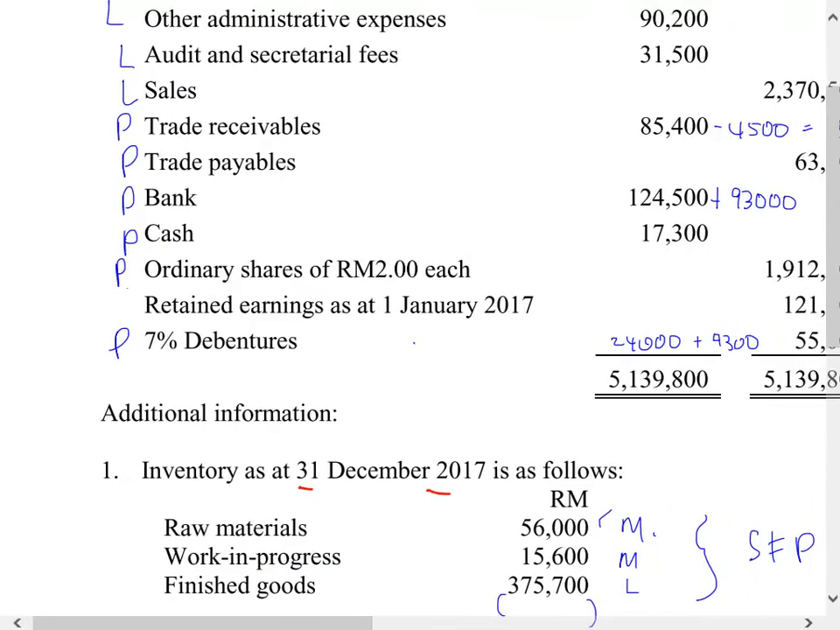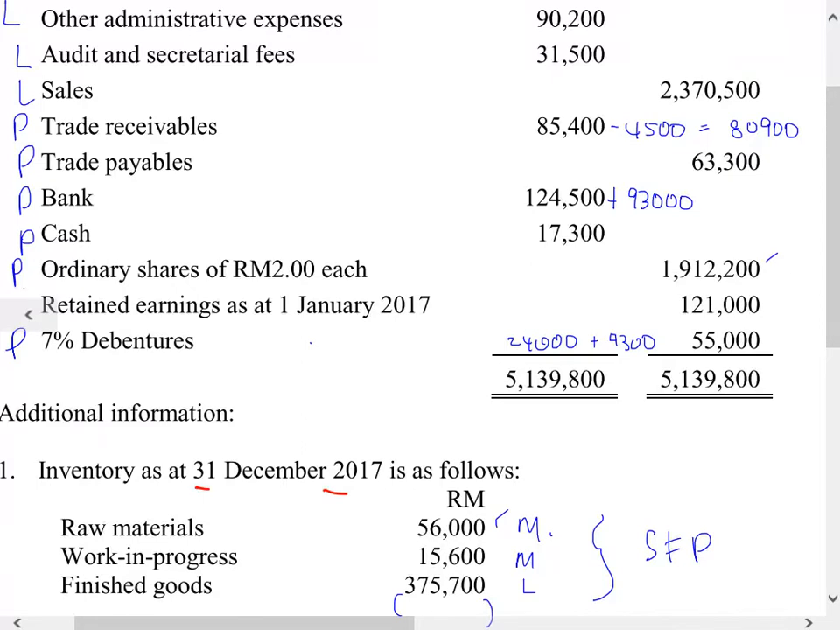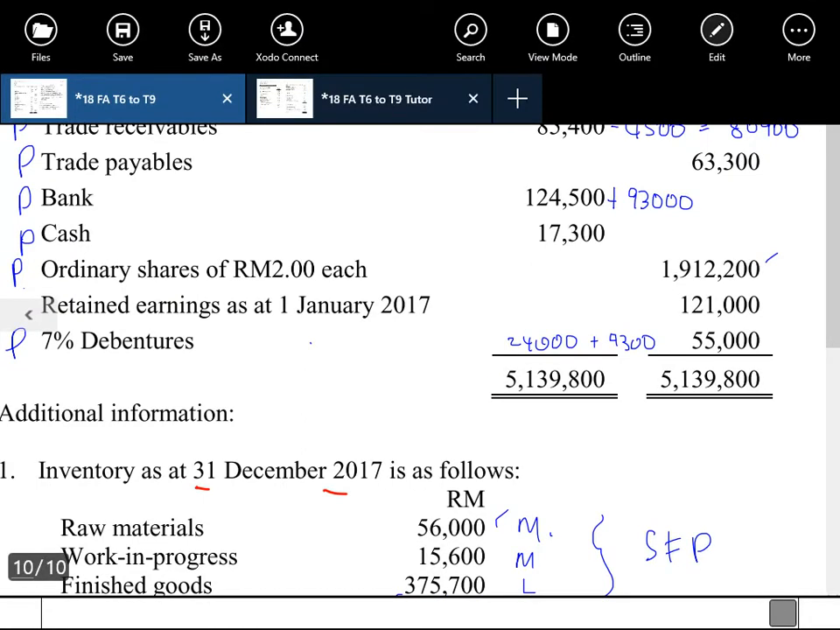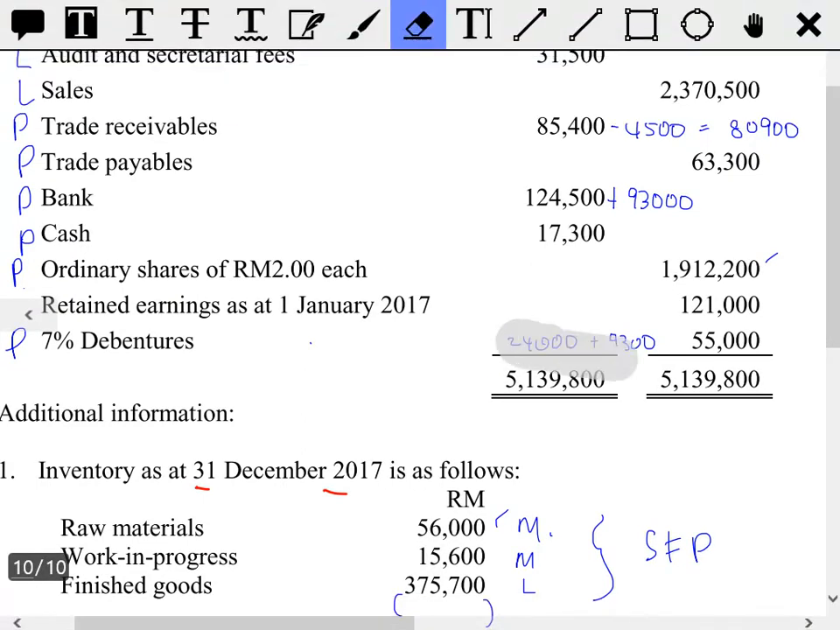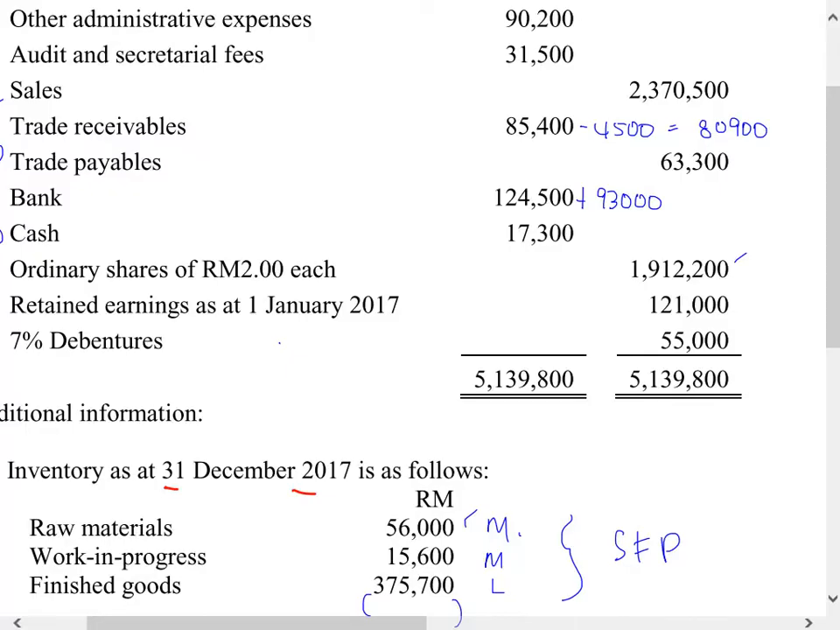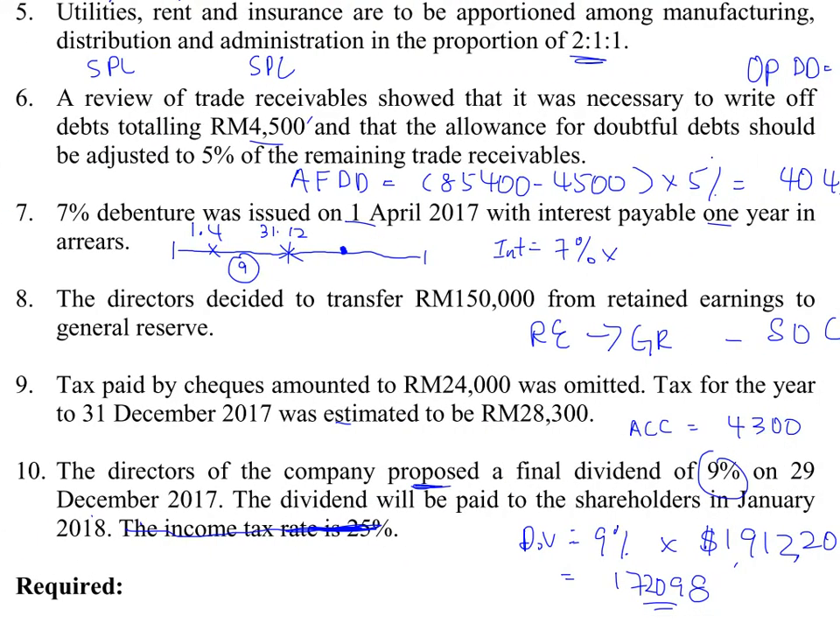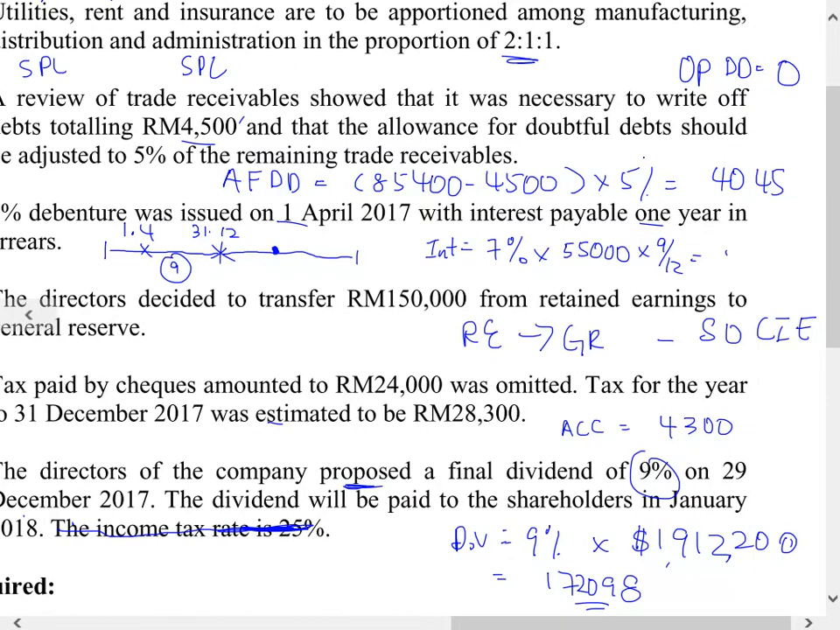7% of my loan. How much is my loan? 55. Okay. So 7% of 55 is 1 year interest, but I want to accrue 9 months. 2,888 interest. Haven't paid, need to accrue.